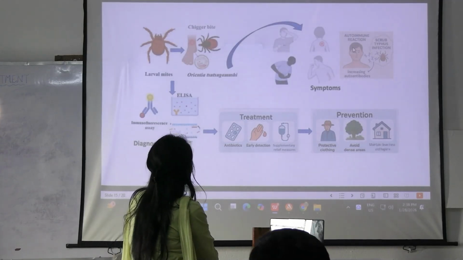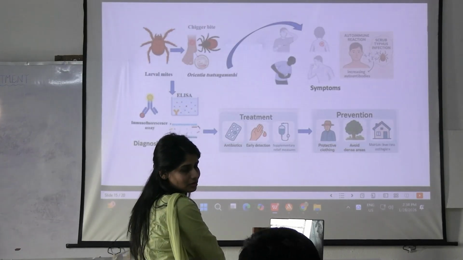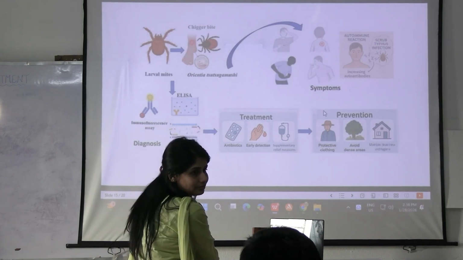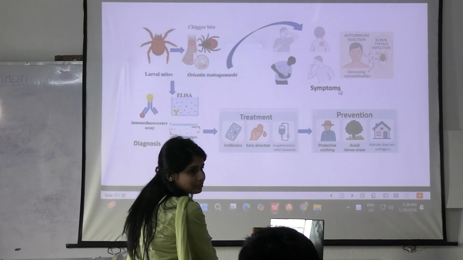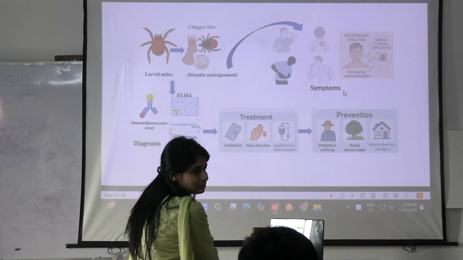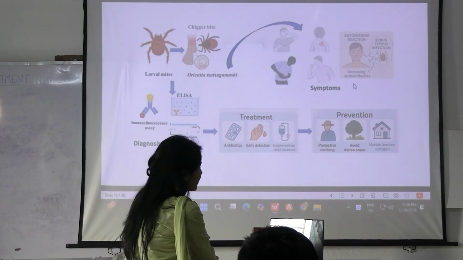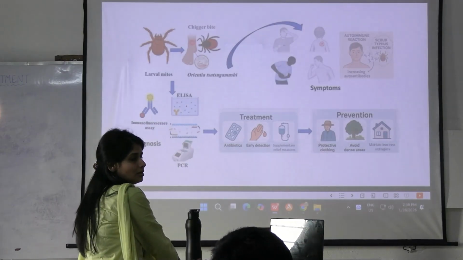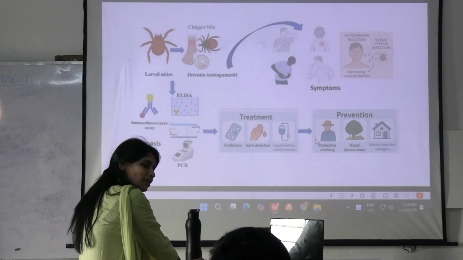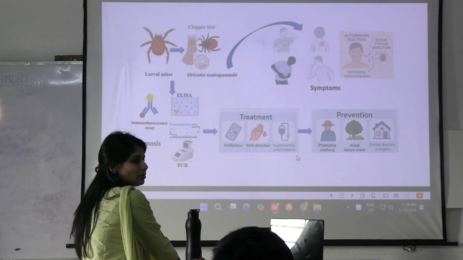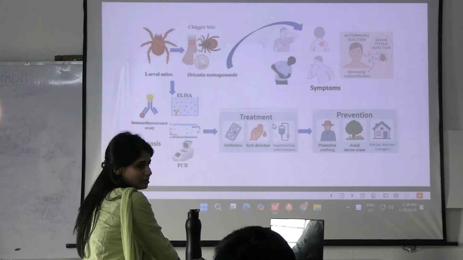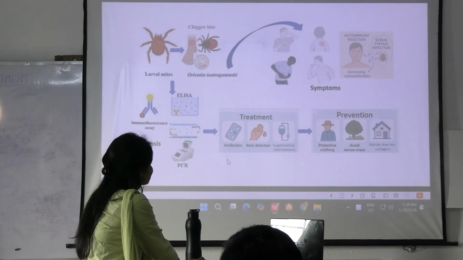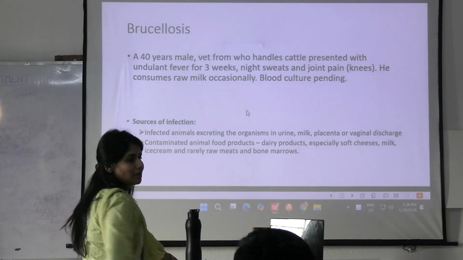Your immunofluorescence assay is the investigation of choice. Okay. How will you treat it? Which antibiotic? Doxycycline. Okay. How will you prevent it? Maintain cleanliness and hygiene, but mostly cover all your body surfaces when you are going to the bushy areas. Okay. This was about scrub typhus. Next.